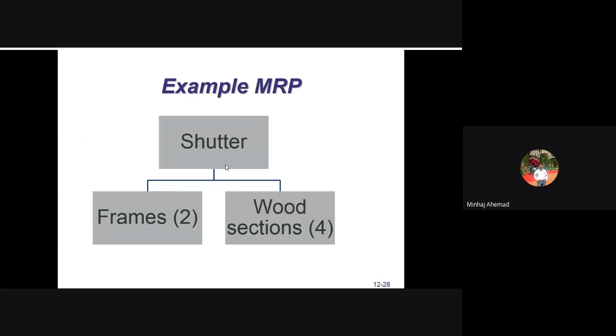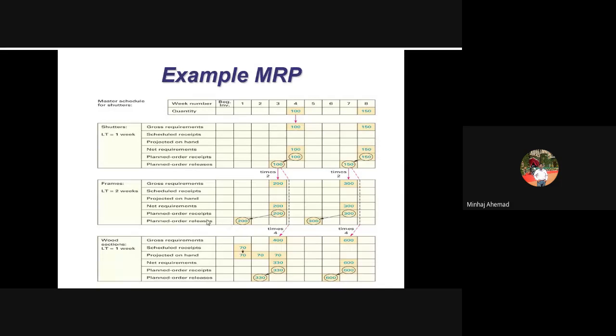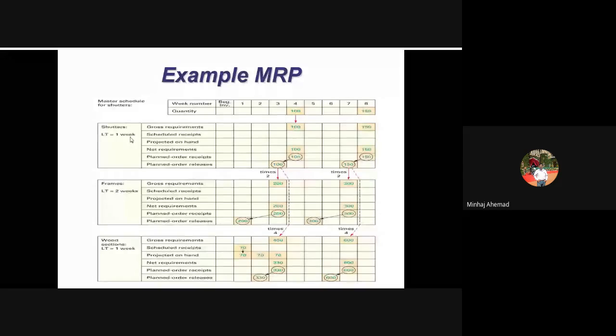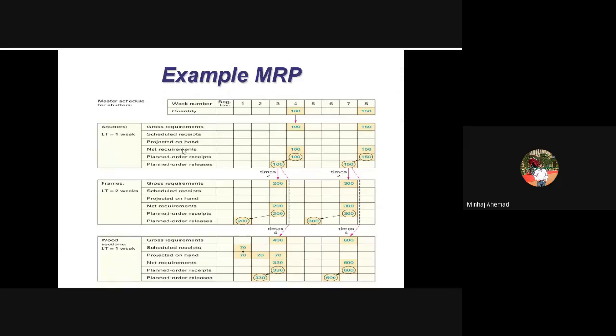For example, a shutter having frames and wood section. So this is the master schedule for shutter. This is the week number. So for shutter, the lead time is 1 week. Gross requirement, scheduled receipt, projected on hand, net requirement, planned order receipt, planned order release. Similarly, frames, similarly, wood section. So all this is given in this example.